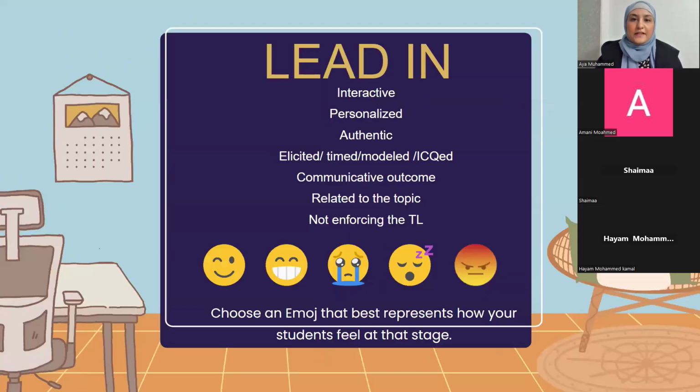Exactly. Yes, thank you. Okay, let's explore together the characteristics of a lead-in. First of all, as Mr. Abdurrahman said, it shall be personalized. So what do we mean by personalizing the lead-in? It shall be, as you said, related to their own experience, feelings, thoughts, culture. It shall be touching their own background, you know.